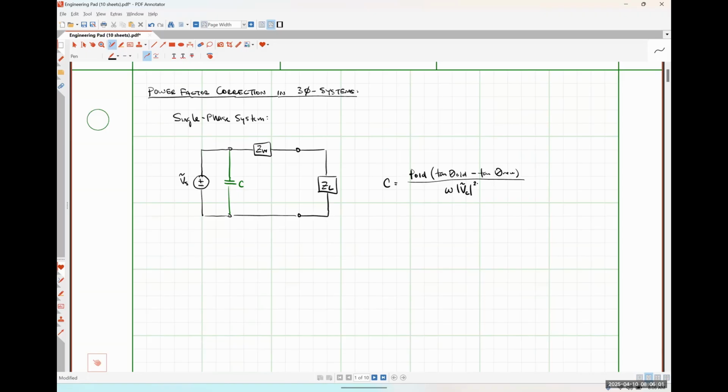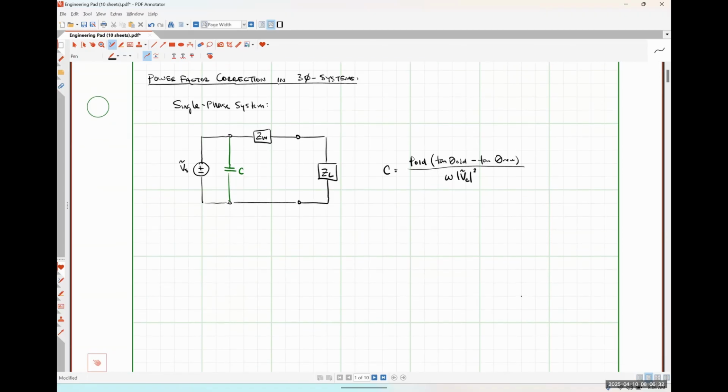In a three-phase system, we are going to do something very similar, except that, I hope it's fairly obvious, we are not just going to add a single capacitor into our system to correct the power factor, but instead we are going to add a capacitor bank, okay? So it will be a three-phase network of capacitors, and we'll have an option of connecting that network either in a delta configuration or a Y configuration.